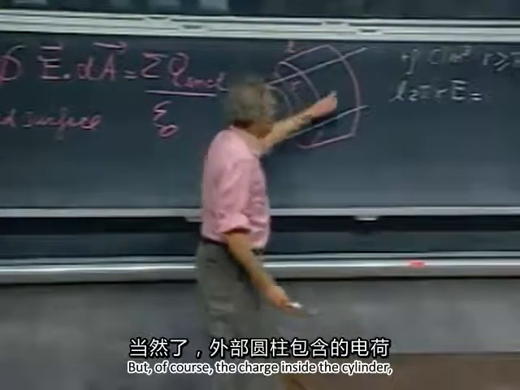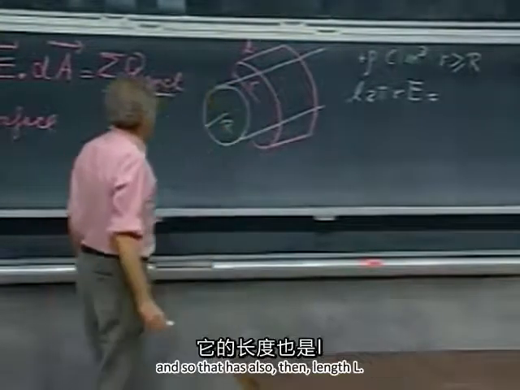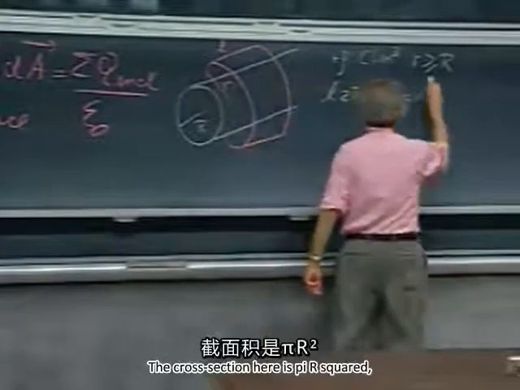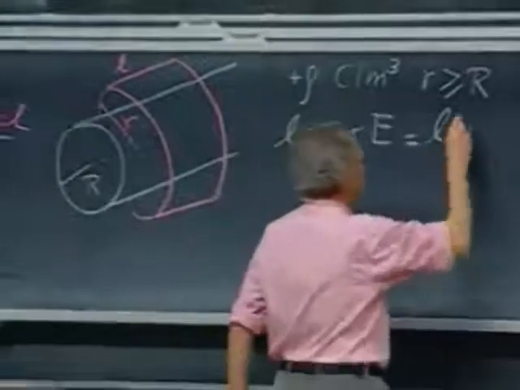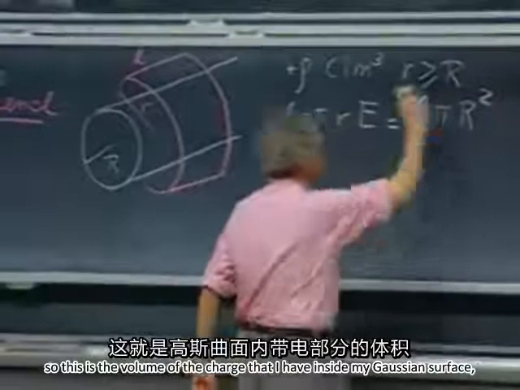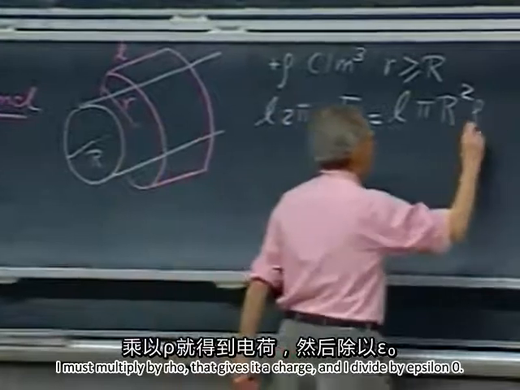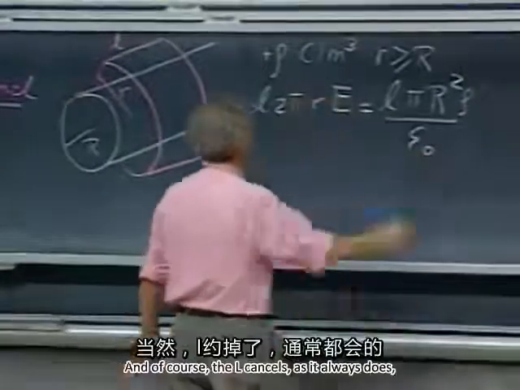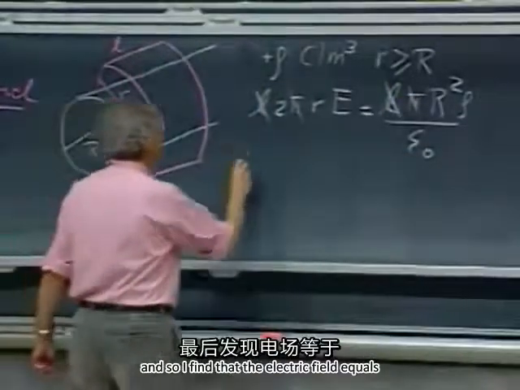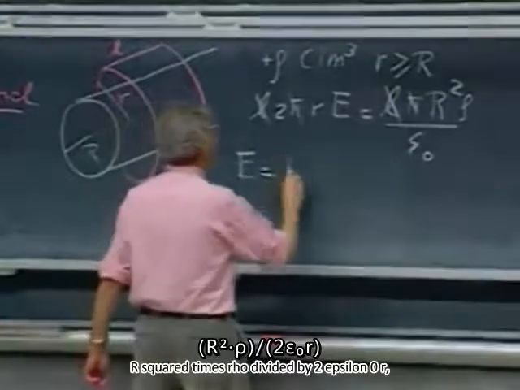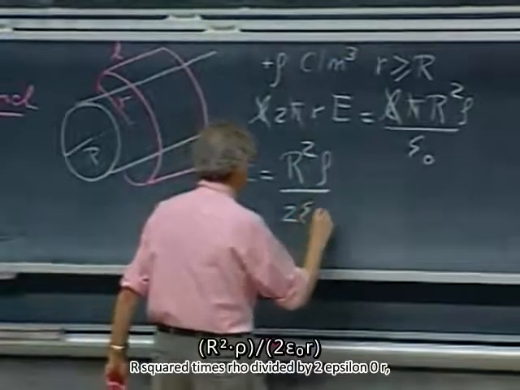But of course the charge inside the cylinder, that's only the portion that is in this inner cylinder. And so that has also then length L. The cross section here is pi r squared. So this is the volume of the charge that I have inside my Gaussian surface. I must multiply by rho, that gives it a charge, and I divide by epsilon 0. And of course the L cancels as it always does, and the pi cancels here too. And so I find that the electric field equals R squared times rho divided by 2 epsilon 0 r.